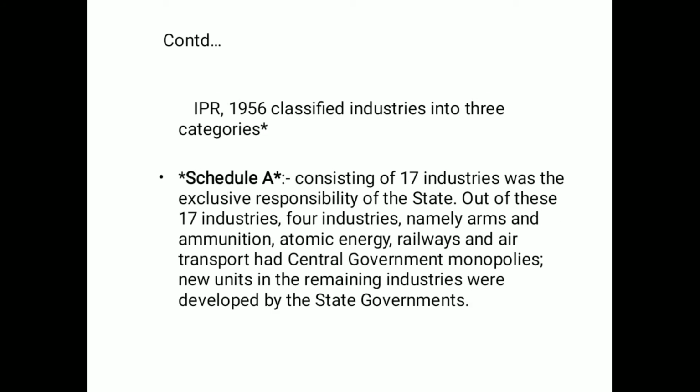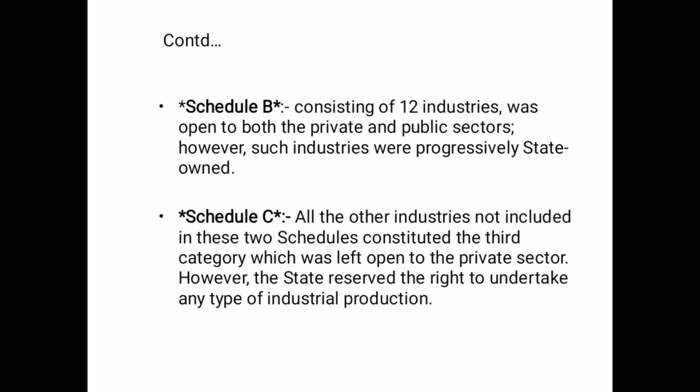IPR 1956 classified industries into three categories. Schedule A, consisting of 17 industries, was the exclusive responsibility of the state. Out of these 17 industries, 4 industries, namely arms and ammunition, atomic energy, railways and air transport, had central government monopolies. New units in the remaining industries were developed by the state government. Schedule B, consisting of 12 industries, was open to both the private and public sectors. However, such industries were progressively state-owned. So these are the Schedule B industries.